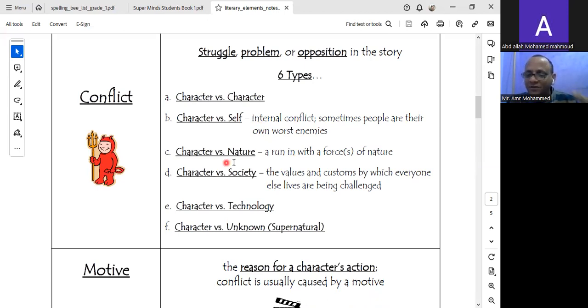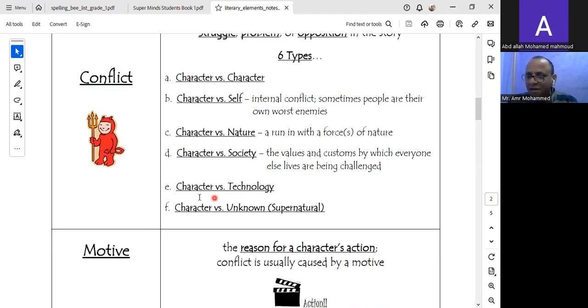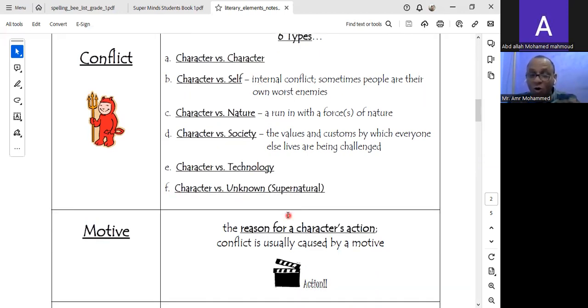And the character versus nature, a natural force, for example. The character versus all of the people in the society, where the values, the customs, the traditions of the family, for example, by which everyone else lives, are being challenged. Character versus technology, and the character versus the unknown or supernatural or ghosts.